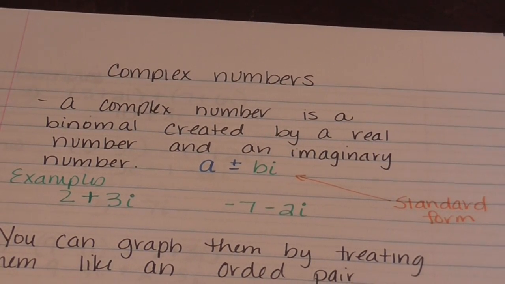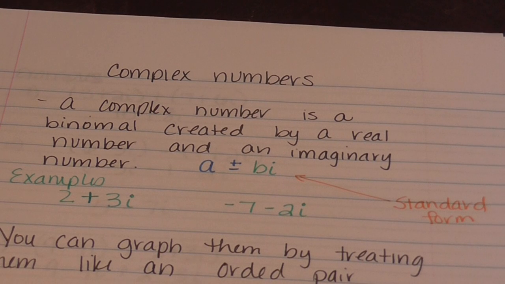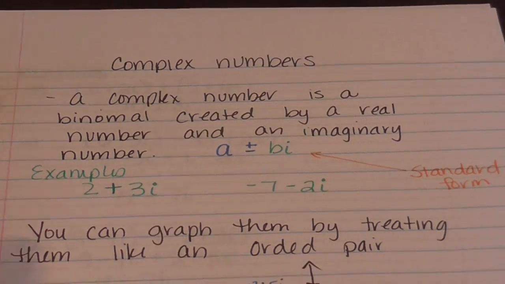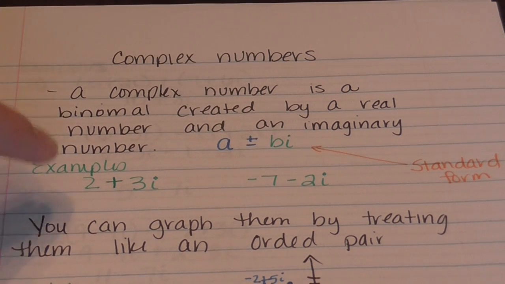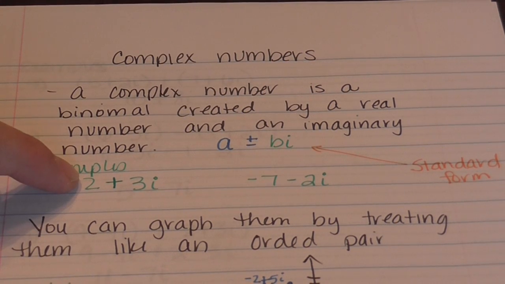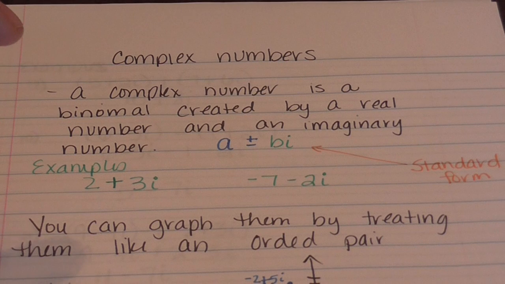Alright, then we have complex numbers. Complex numbers are taking a real number and adding it to an imaginary number. So it's that binomial that's created. So you get this a plus or minus bi. Alright, so some examples of complex numbers were 2 plus 3i, negative 7 minus 2i. I could have negative 7 plus 3i. I mean, it's just a real number and an imaginary number stuck together with an addition or a subtraction sign.